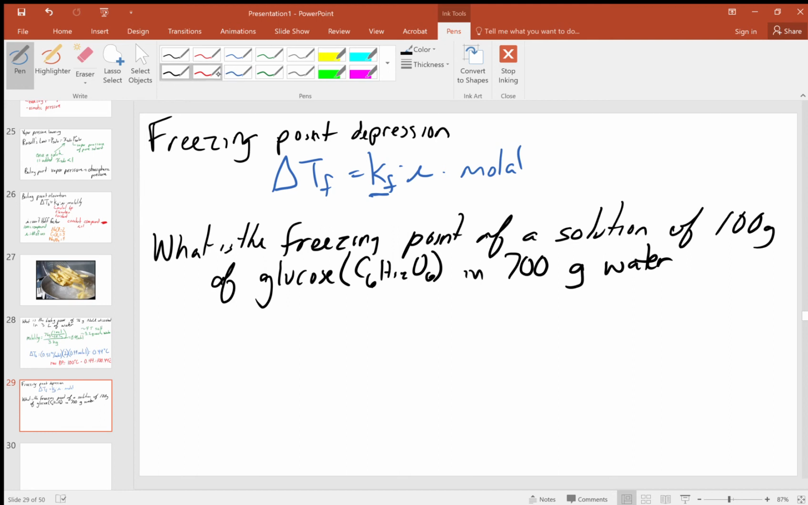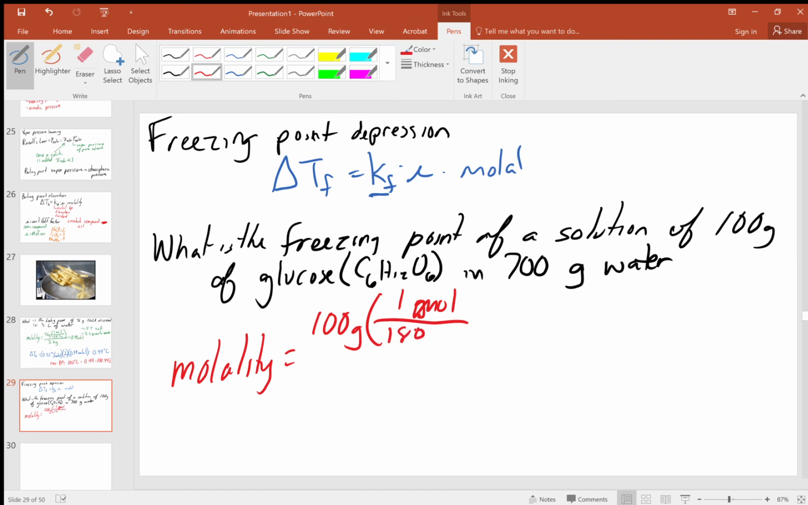So again, we can calculate the molality. That's the 100 grams converted to moles, so divide by the molar mass, and divide that by the mass of the solvent, water. So this solution is 0.8 molal.